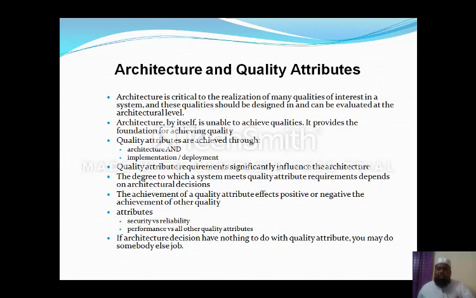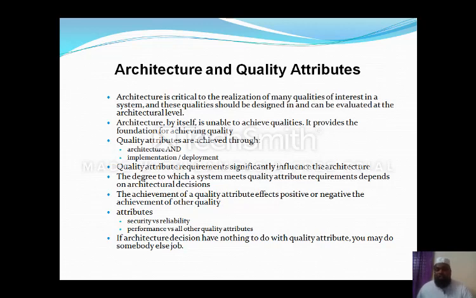Whenever we are designing the whole architecture or executing the system architecture, we need to know the architecture level first of all. It can be a high level, low level, or the middle level. Depending upon those things, we have to consider the respective architectural levels. Then, architecture by itself is unable to achieve qualities. It provides the foundation for achieving quality. Remember that this is one of the main attributes, the quality attribute, which we will be considering. Quality attributes are achieved through the architecture and implementation and deployment. So these are the two things we have to look after: architecture and implementation or deployment.